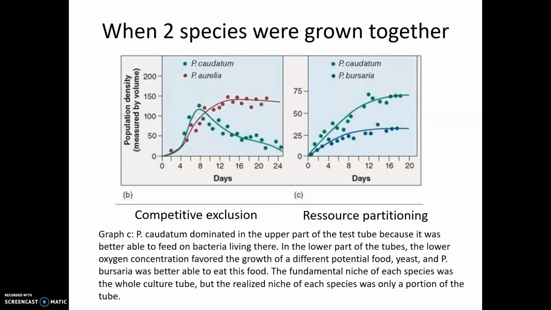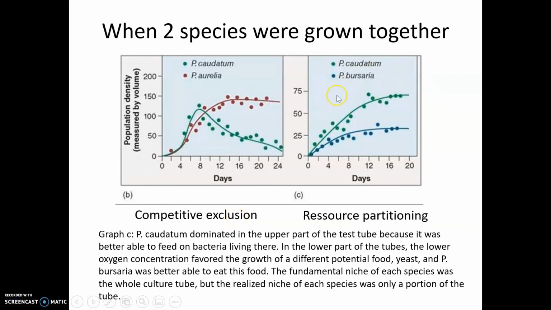So what happens if they were then grown together? Well, this example shows that if the P. caudatum was grown together with the P. aurelia, then caudatum would be outcompeted. And the aurelia would completely take over the whole test tube. And this is an example of competitive exclusion.